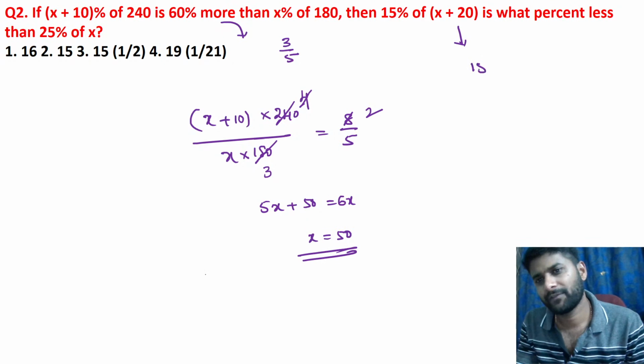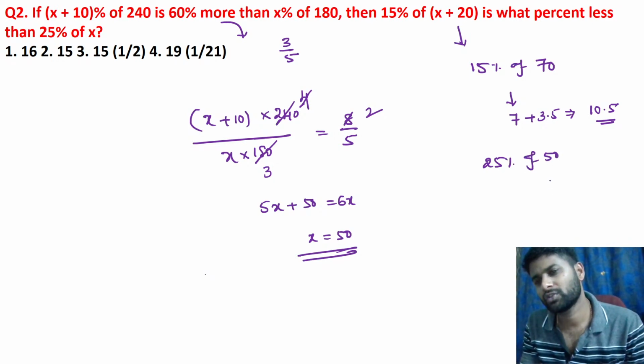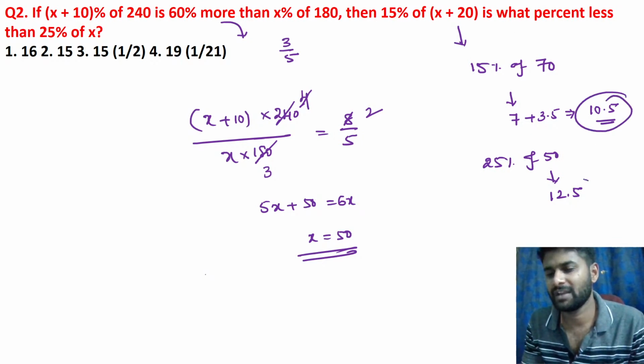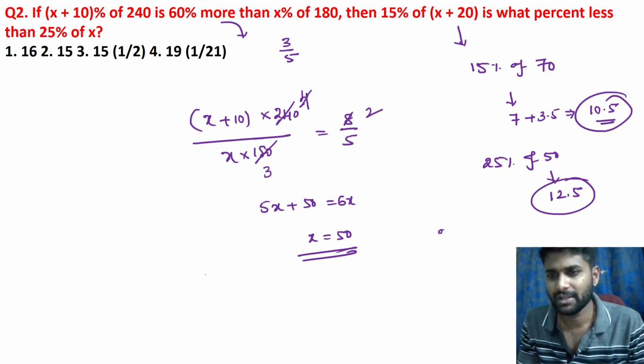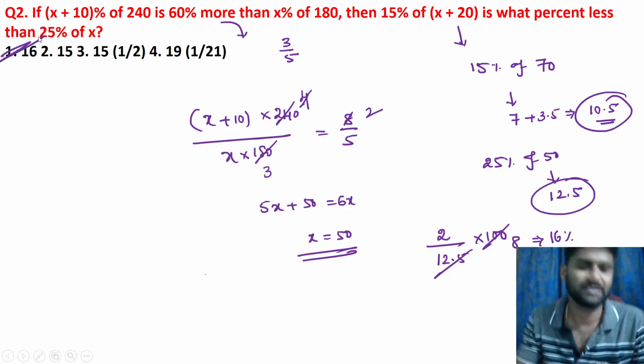Now 15 percentage of 50 plus 20 value becomes 70. Now 10 percentage value becomes 7, 5 percentage value is 3.5. Now the value is exactly 10.5 units. Now again you have to find 25 percentage of 50. One-fourth of the value is equal to 12.5. Now here the question: definitely 10.5 is less than 12.5 by 2 units. 2 divided by 12.5 into 100. So 12.5 becomes 100 exactly 8 times. So now the value becomes 16%.